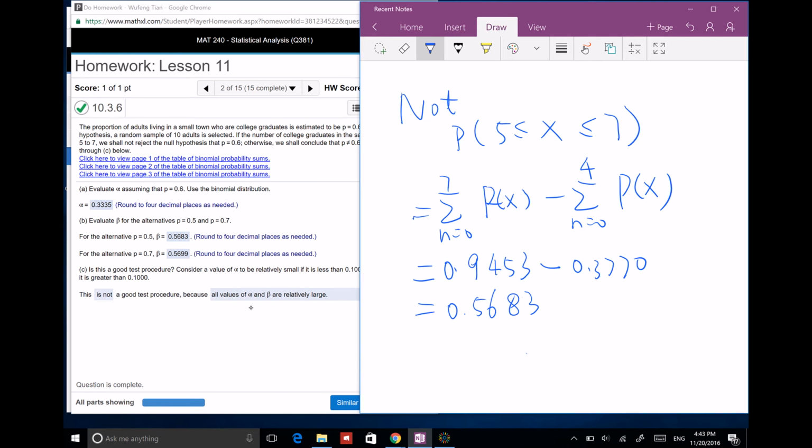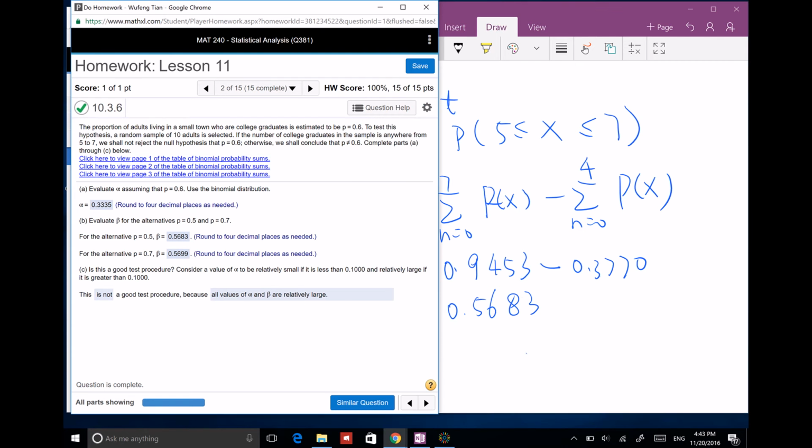So neither one of them is good, because the alpha and the beta, the probabilities, are too large, which means it's very easy to make a mistake. There's a 30% chance to make a mistake on the first one, 56% on the second one. You don't want a very high probability of making a mistake. So neither of them is very good. Okay, so we don't want to have those kinds of things. Number 3.